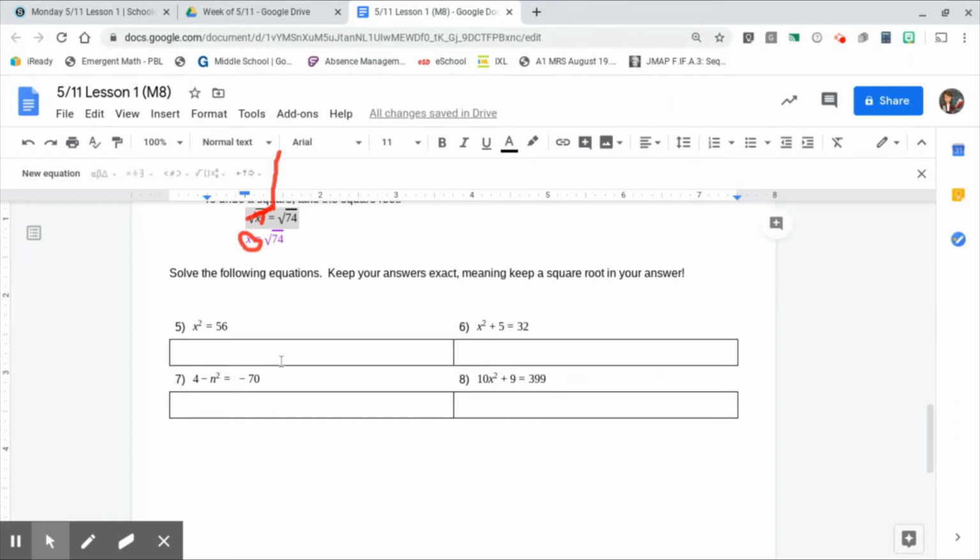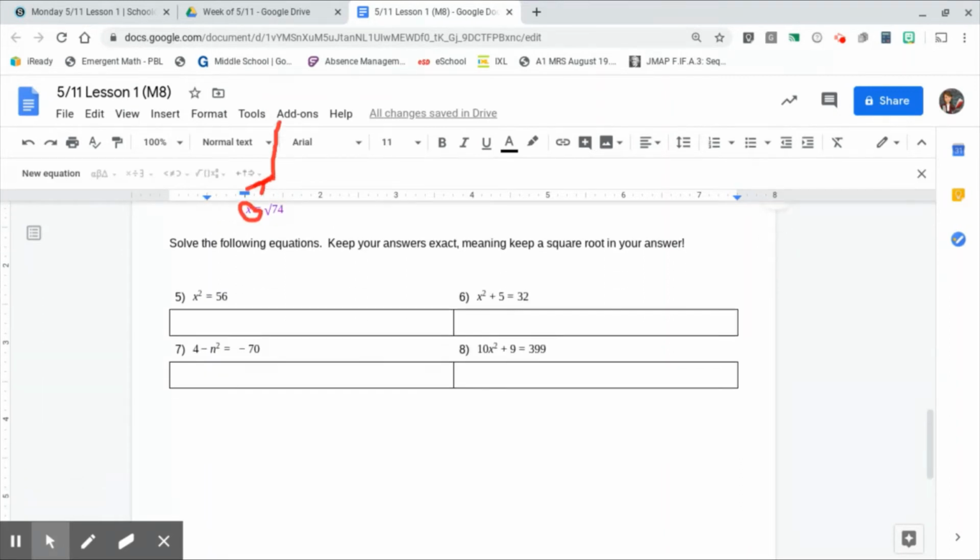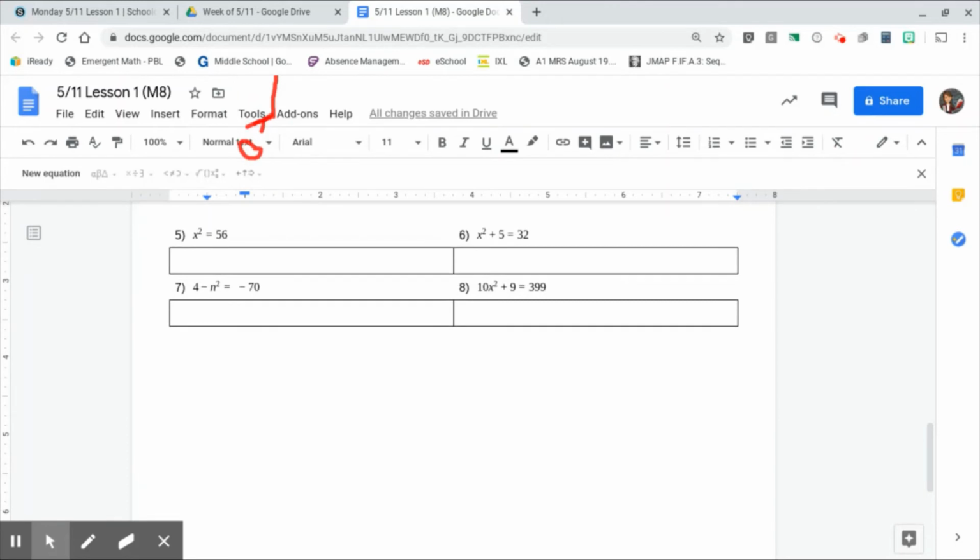Okay, let's take a look at the next two, and then I'll have you do the last two on your own. So it says solve the following equations, keep your answers exact, meaning keep a square root in your answer. So here we have x squared equals 56. So I'm going to just copy and paste, Control C, Control V to paste into my workspace. There's nothing to combine on either side of these equations. And I just have an x squared. I just need to get that by itself.